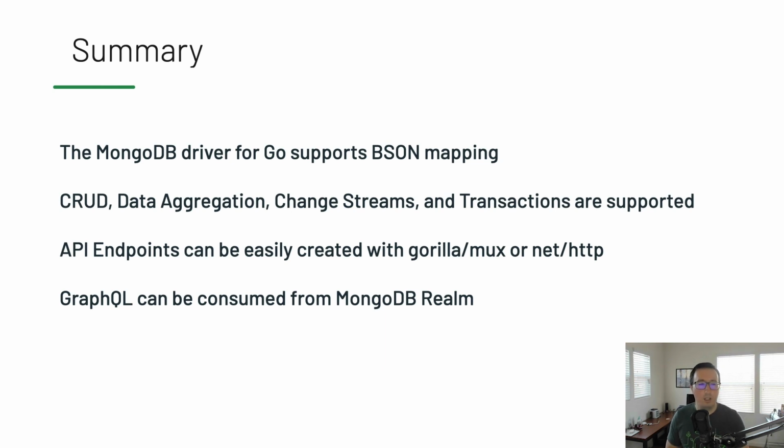that make Gorilla Mux, so the Gorilla Web Toolkit, a little easier to use. And then when it comes to GraphQL, you could definitely use MongoDB Realm. You could definitely develop it yourself. Developing a GraphQL API in Go is not too different from developing a REST API, but it does involve actual maintenance and actual labor on working on it. So using MongoDB Realm is an option.